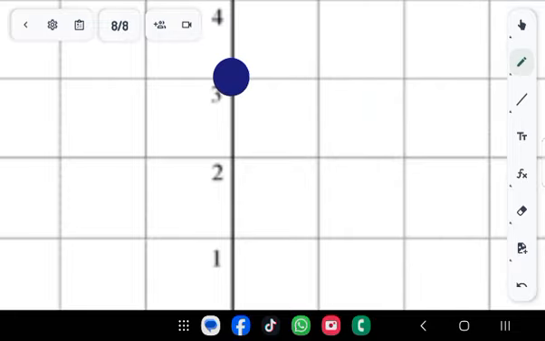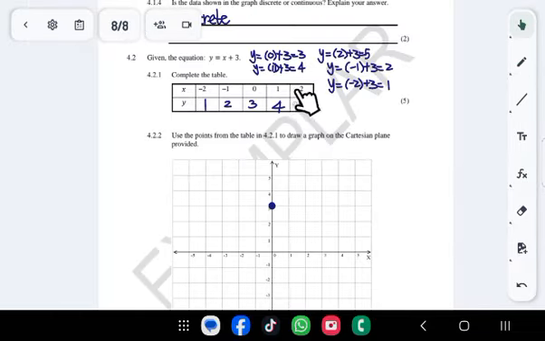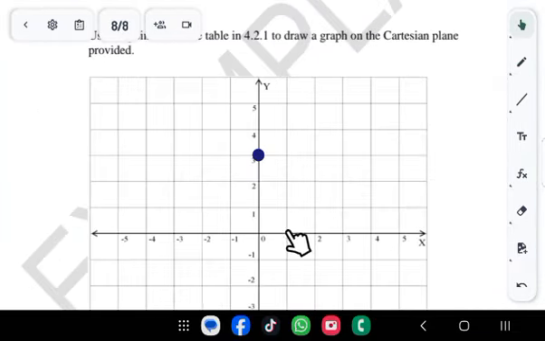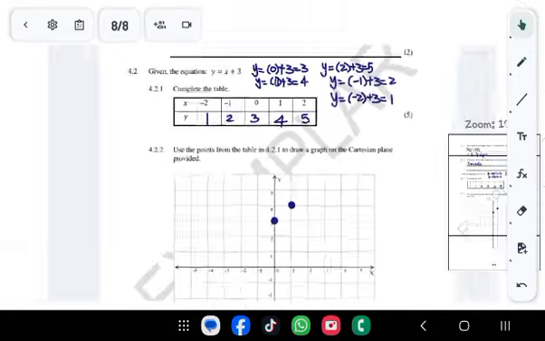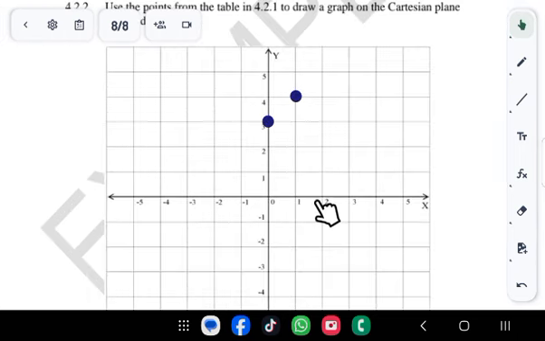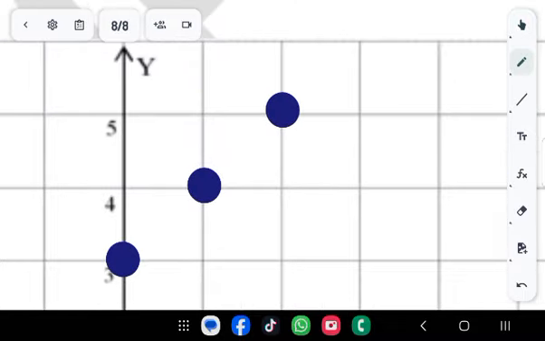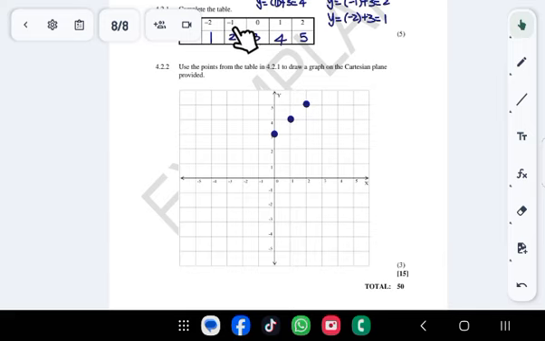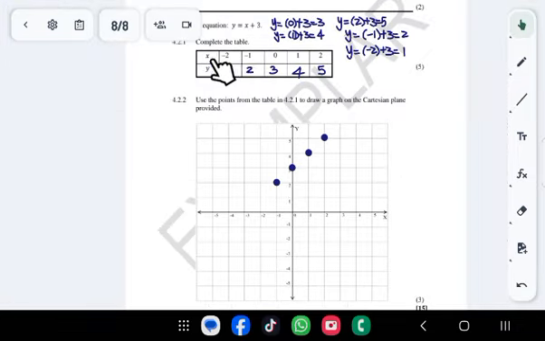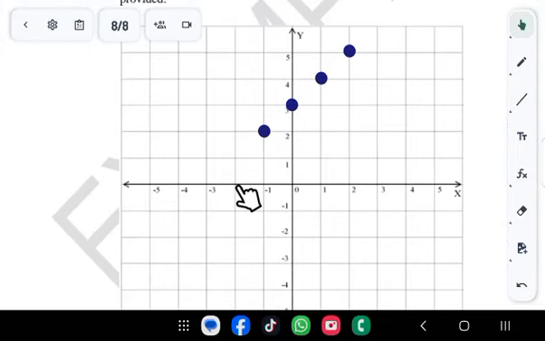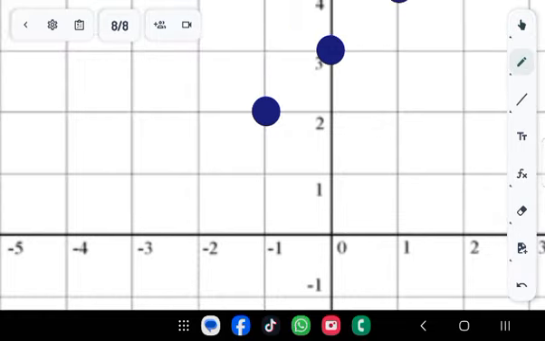So the first point will be this point, and the next point will be 1, 4. And the third point is 2, 5. So there 2, and then all the way to 5, which is there. Now, negative 1, 2. Here is negative 1, 2. So let's plot that point. And then the next point is negative 2, 1. There is the point.